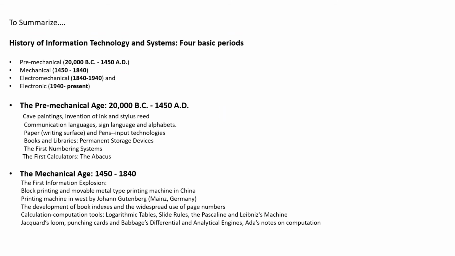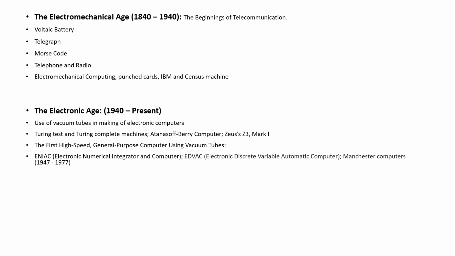To summarize, we learnt here the history of information technology and systems within four basic periods: pre-mechanical, mechanical, electromechanical, and electronic era. We saw a number of materials that inspired human beings from time to time to bring out new materials and then rapidly innovate newer materials to bring the information technology in the present form. The entire lectures have been summarized here.